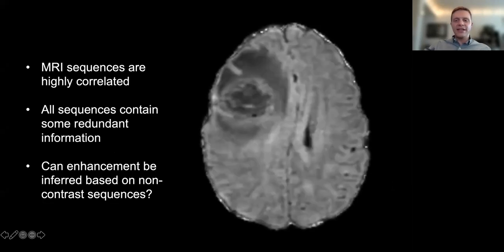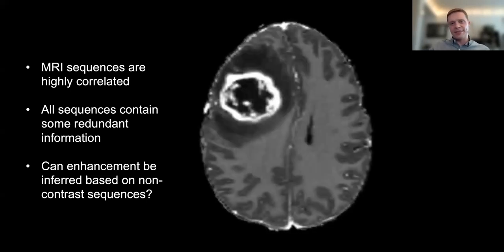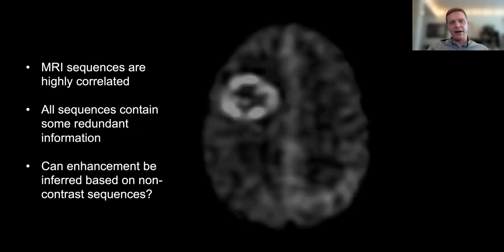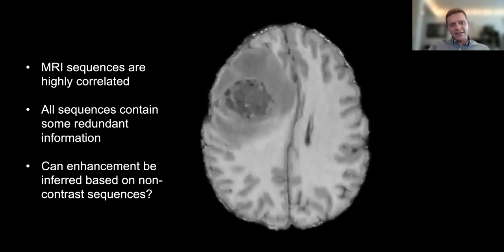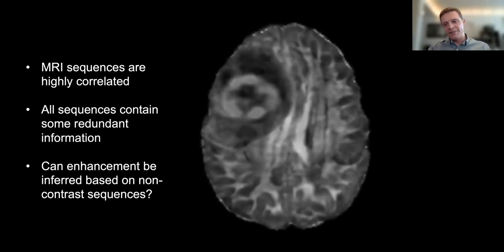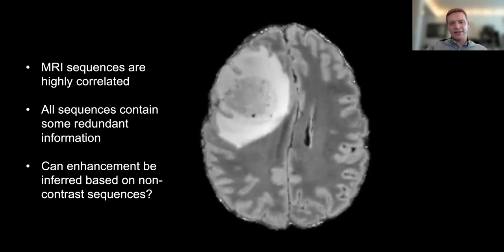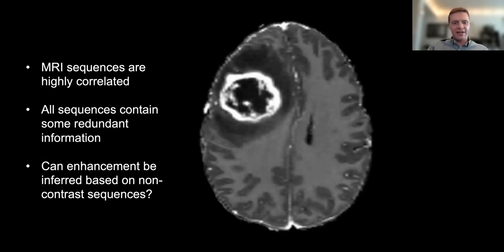And there's a theoretical basis for why we could be able to make simulated post-contrast images from non-contrast MRI. That's really because MRI sequences are very highly correlated with each other. All of these sequences contain some amount of redundant information because they're all encompassing the same anatomy. And the T1 pre-contrast imaging in particular is very similar to post-contrast imaging, essentially the same scan parameters, with the only difference being the contrast agent itself. So it raises the question, can this enhancement be inferred based just on the non-contrast sequences?